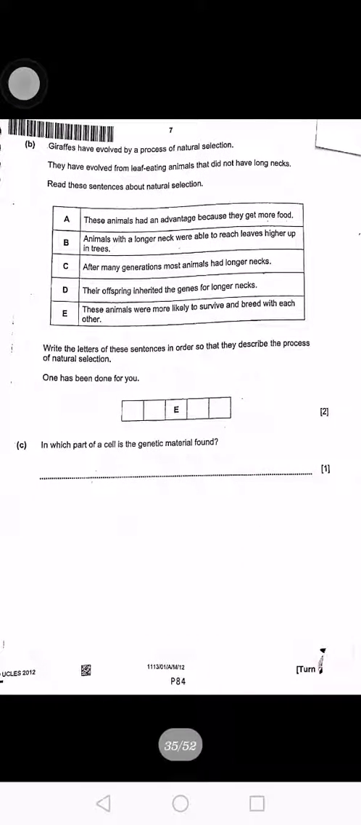B. Giraffes have evolved by a process of natural selection. This says that giraffes originally came from natural selection. They have evolved from leaf-eating animals that didn't have long necks. So what was the classification of giraffes originally, kids? They didn't have long necks.